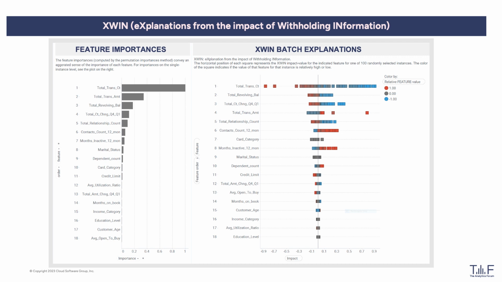the relative feature values. You see, for instance, that the low values of total transaction count, the top feature, the low values, the blue ones, tend to have a positive impact. That is, they tend to increase the model outcome, while the high values of total transaction count, the red ones, tend to have a negative impact. That is, they tend to decrease the model outcome, here the churn probability.